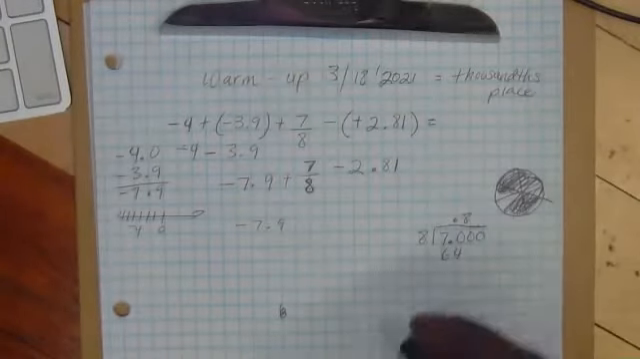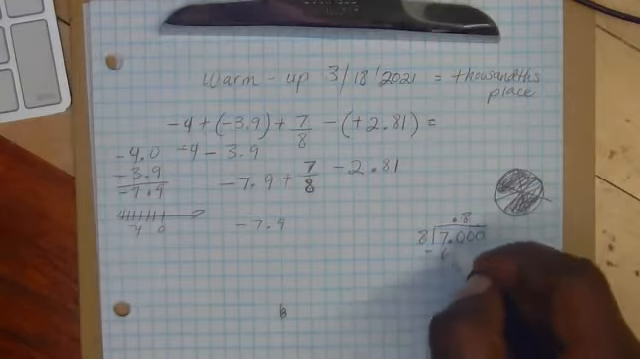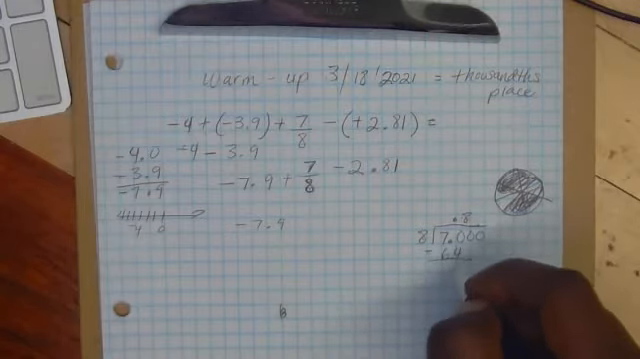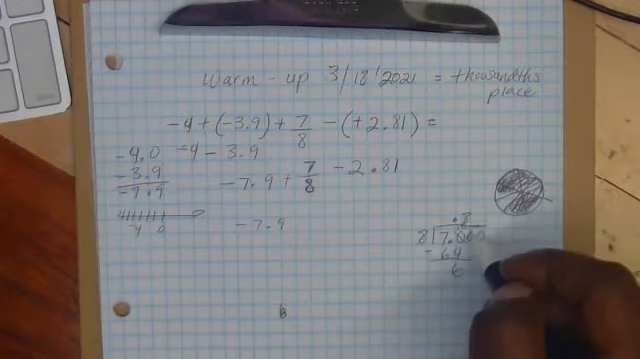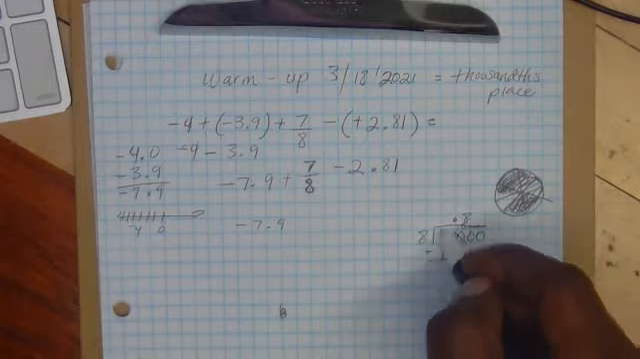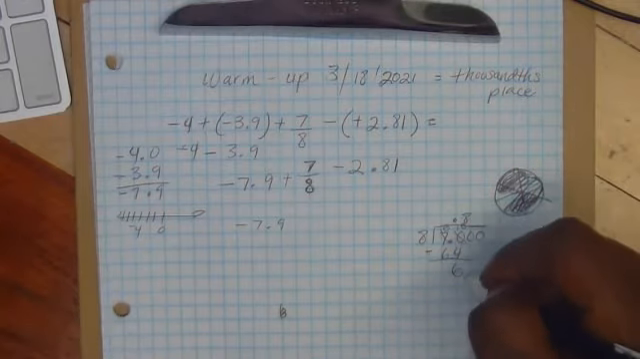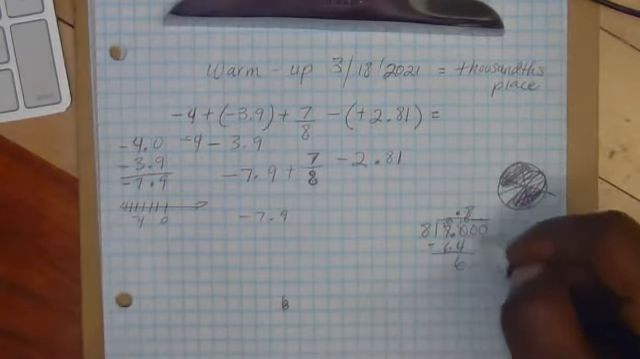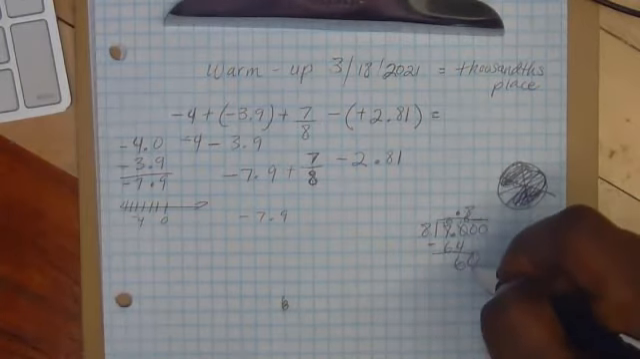Since you know you're bringing your decimal point up, 8 times 8 is 64. 64 from 70 is what? 6, right? Because that's a 10. And then that gives you 6, and 6 minus 6 is 0. So 8 won't go into 6 anytime, so you need to bring down the 0. So 8 will go into 60 how many times?